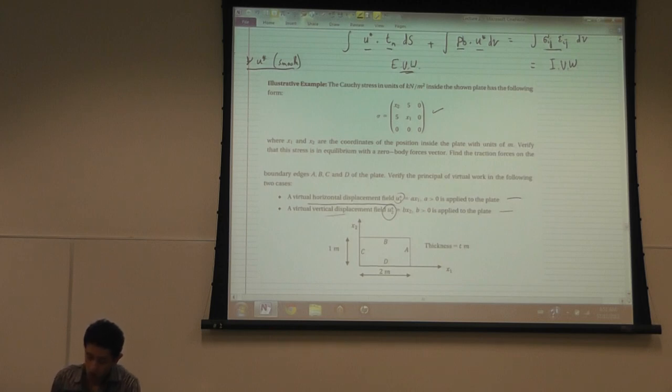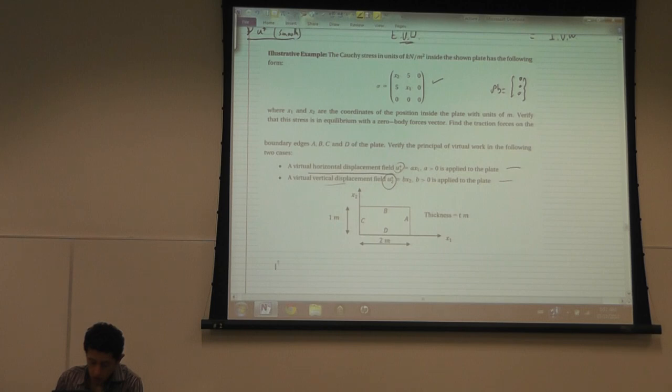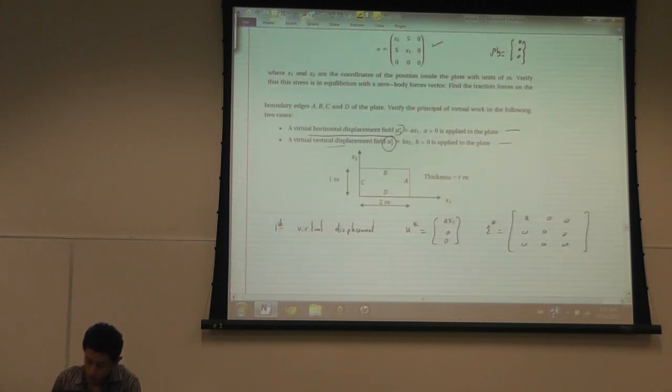And so you're going to find, first, that rho b is equal to zero, using the equilibrium equations. Now for the first virtual displacement, u star is equal to a x1, 0, 0, where a is a number. Epsilon star is equal to a, 0, 0, 0, 0, 0, 0, 0, 0. So the internal virtual work will be equal to sigma 11 epsilon 11 star, integrated over dx1, dx2, dx3.